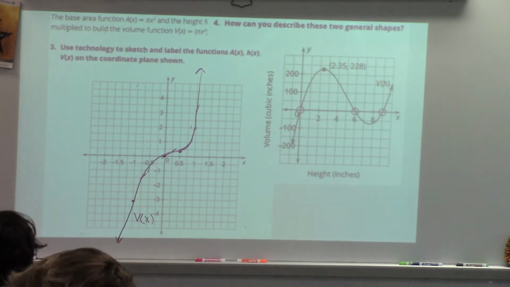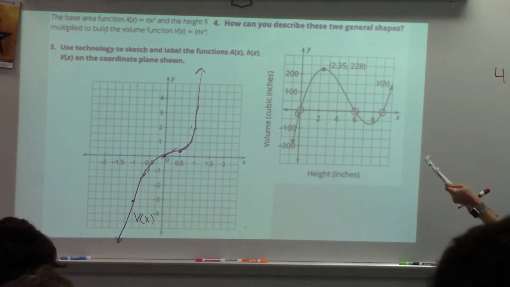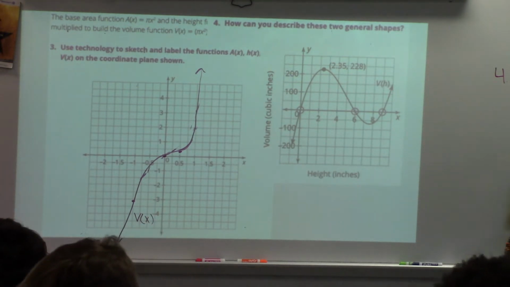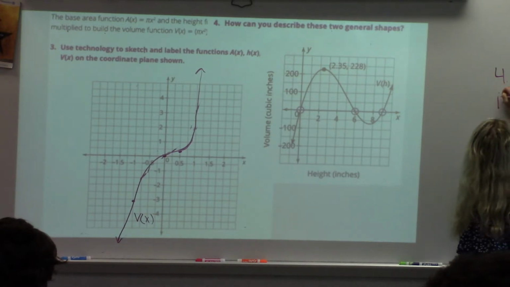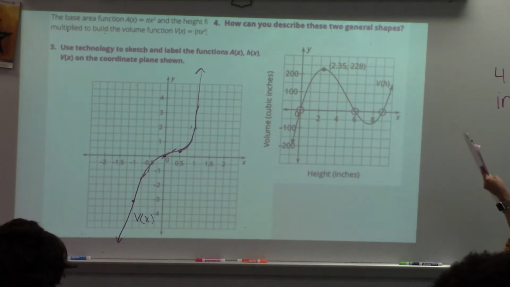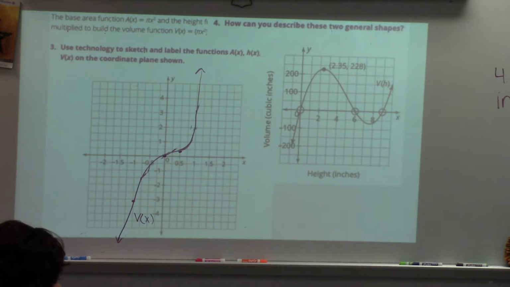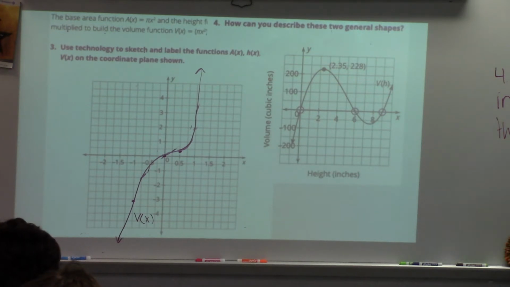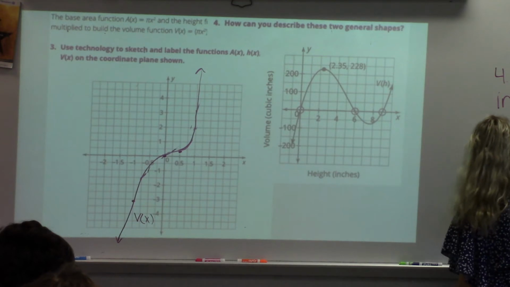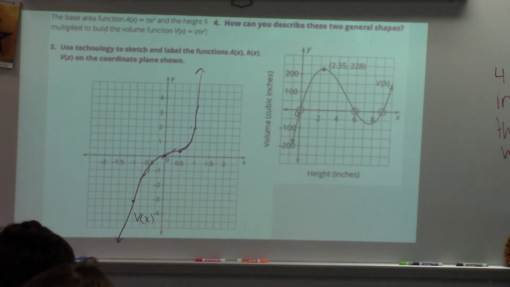Oh, so for number 4, sorry, you do want to write, when describing these 2 general shapes, that one graph is constantly increasing with one x-intercept, and the other is increasing and decreasing with 3 x-intercepts.